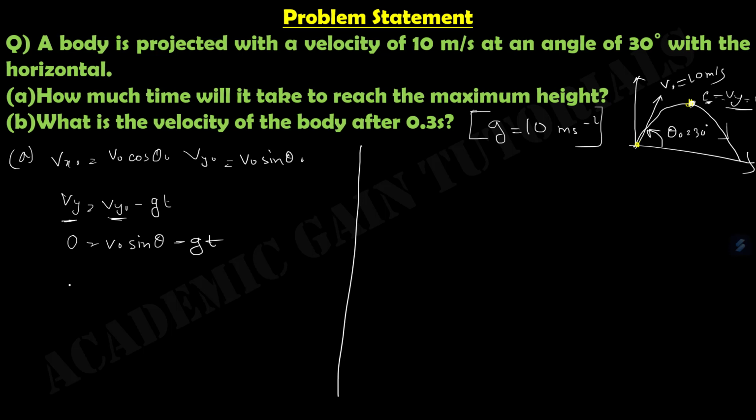So if I solve this equation, I can write t equals V naught sin theta by g. If I put the value V naught sin 30 degree, and mention that g equals 10 meter per second square, I will find the value of t equals 0.5 second.